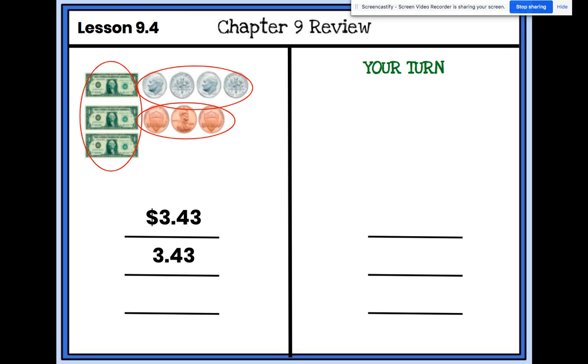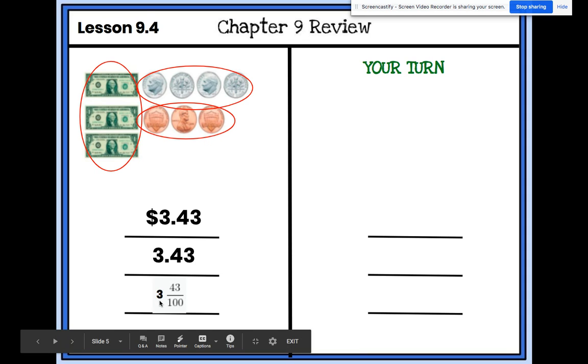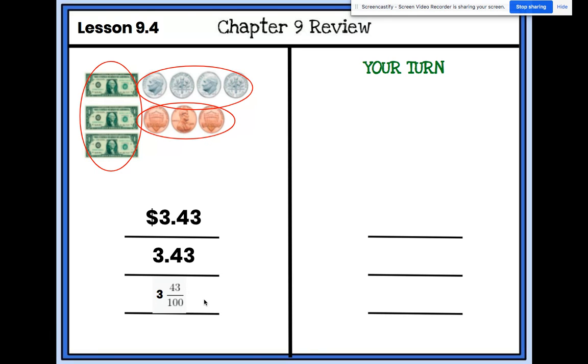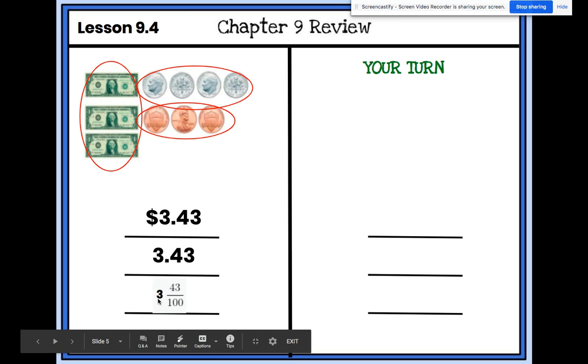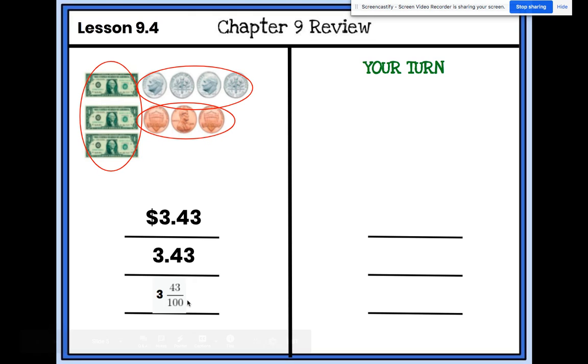To show it as a fraction, we would actually have a mixed number. Because remember, a mixed number is a whole number and a fraction. And a fraction is part of a whole. So I have 3 whole dollars and 43 cents out of a total of 100 possible cents. So I have 3 and 43 hundredths.